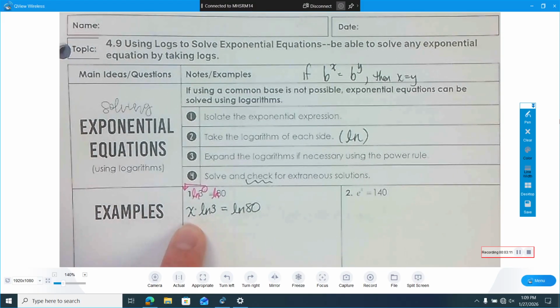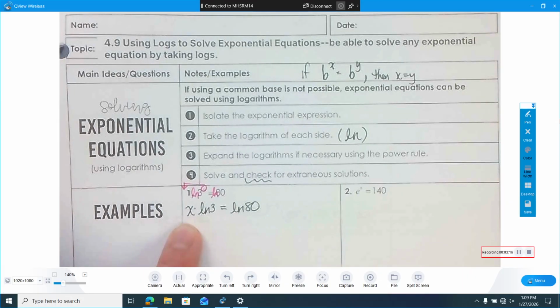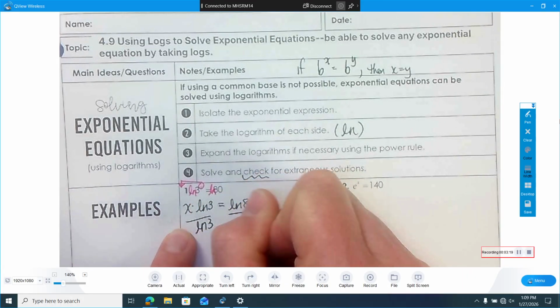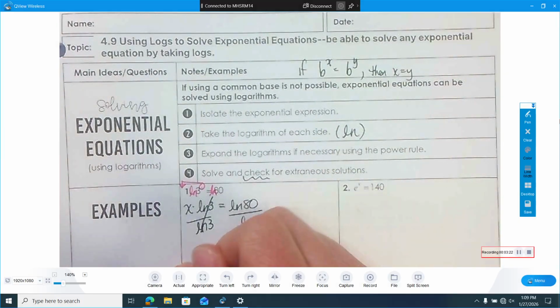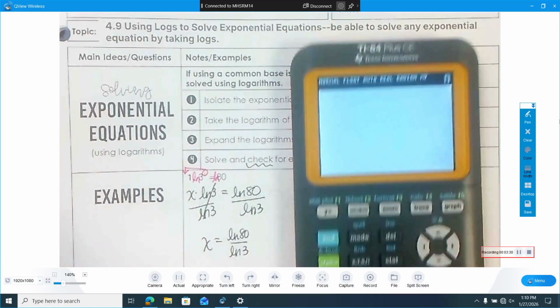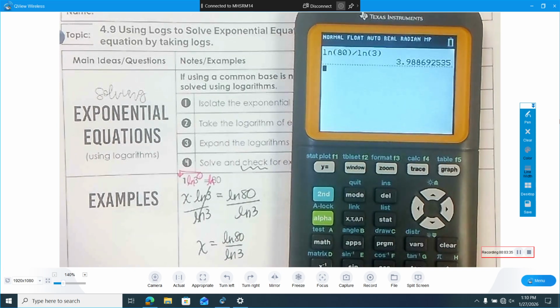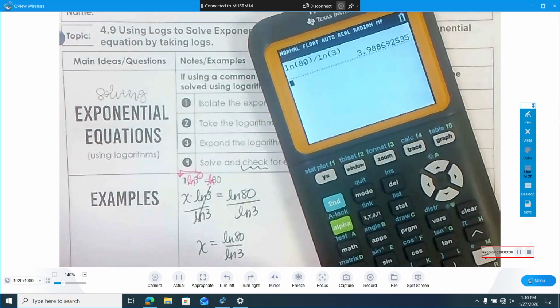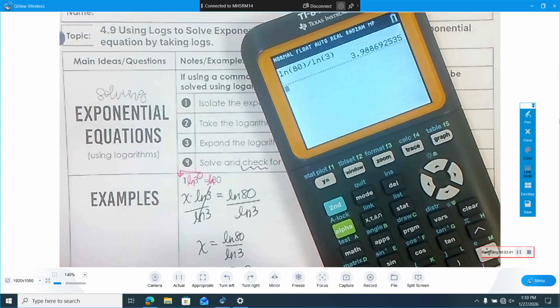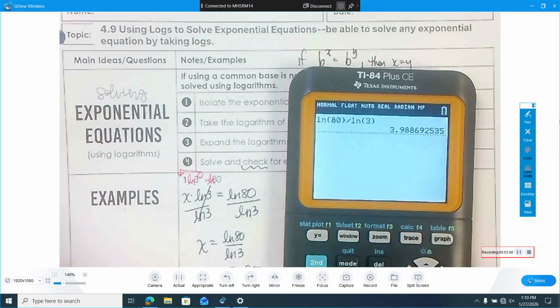Because I can't do anything when our x is in the exponent. Now, we got to get x by itself, so what do I have to get rid of? Divide by natural log of 3. So we get x equals the natural log of 80 over the natural log of 3, which is a perfectly wonderful answer. But we're going to go ahead and put it into our calculators. The natural log of 80 divided by the natural log of 3. And we get a lovely little approximation. 3 decimal places, please. So 3.989. Yeah? Okay.